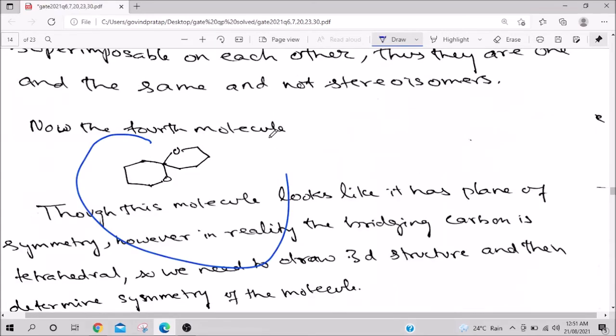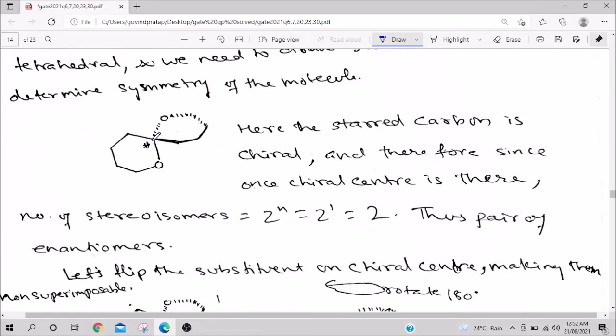See, this molecule now is very tricky. Generally, people think, okay, there is a plane of symmetry, so forget it, it does not have a stereoisomer. But no, don't think like that. The thing is this: this carbon is tetrahedral. Okay. So if you draw this carbon, you are getting a bond like this, and you are getting front and away. So basically two of the bonds are in the plane and one is towards the viewer, one is away from the viewer. So it has one chiral center.